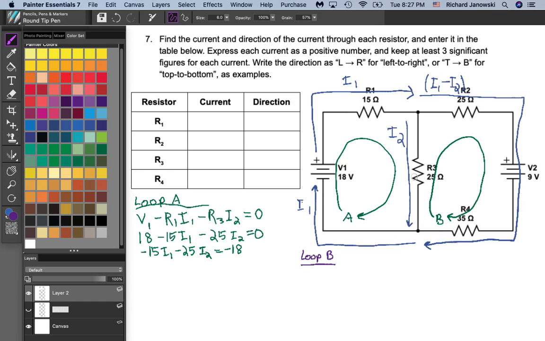So for loop B, what's going on? You start at the bottom left, you come up here, and we get to R3. So is this a gain or a drop? Well, my loop is going clockwise, and it's going against the current I2 that I drew. So if you go through a resistor against the current, that actually ends up being a gain. So that gives us plus R3 I2.